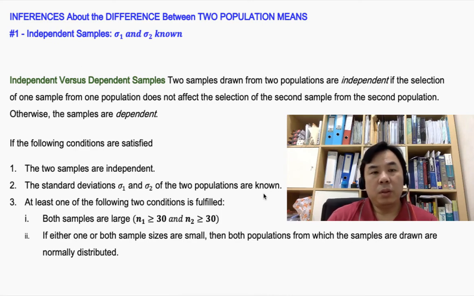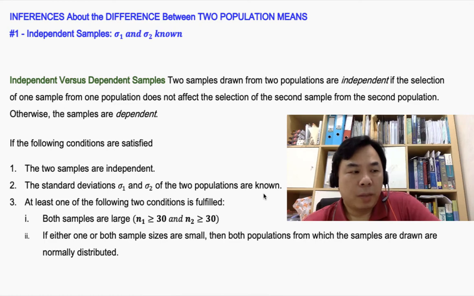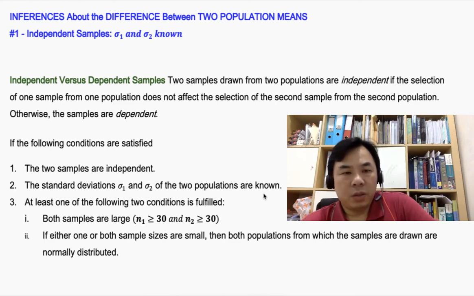Else, the samples would be dependent. Okay. Now, you might encounter the following situations. Even though we are looking at drawing samples from two populations with non-standard deviations, you have to make sure that the two samples are independent. Okay, and then we have already been given that the standard deviations for these two populations are known.